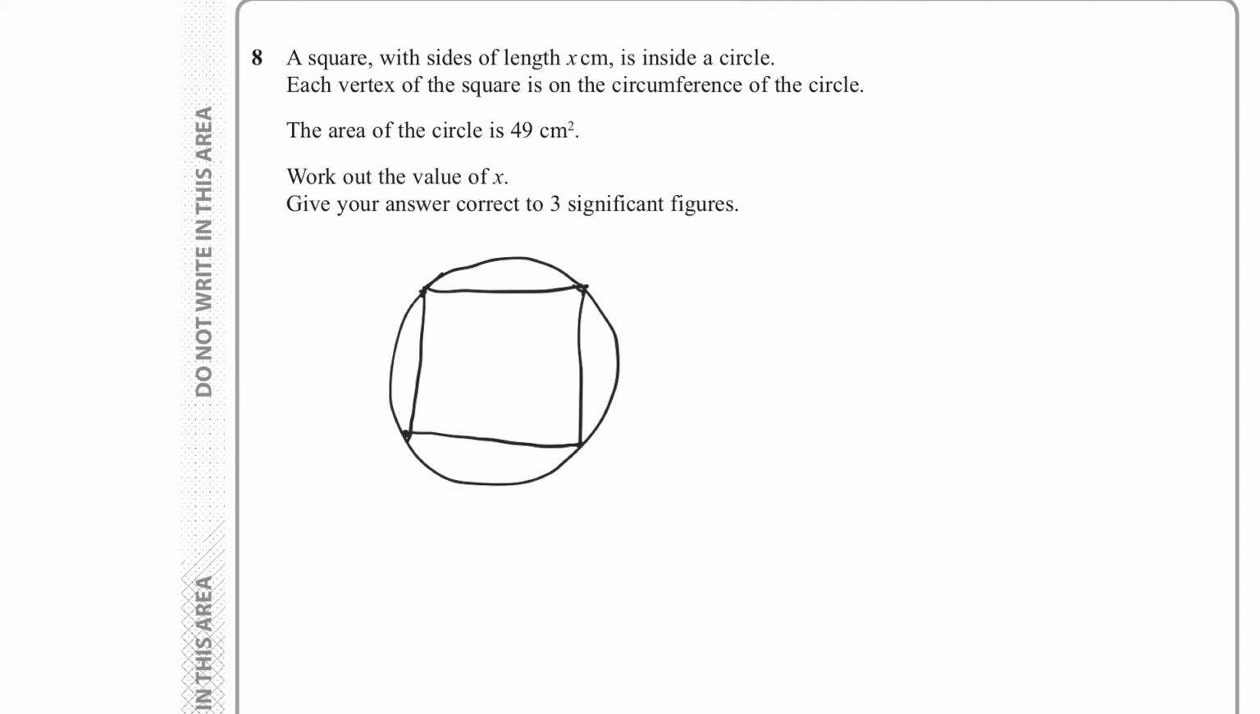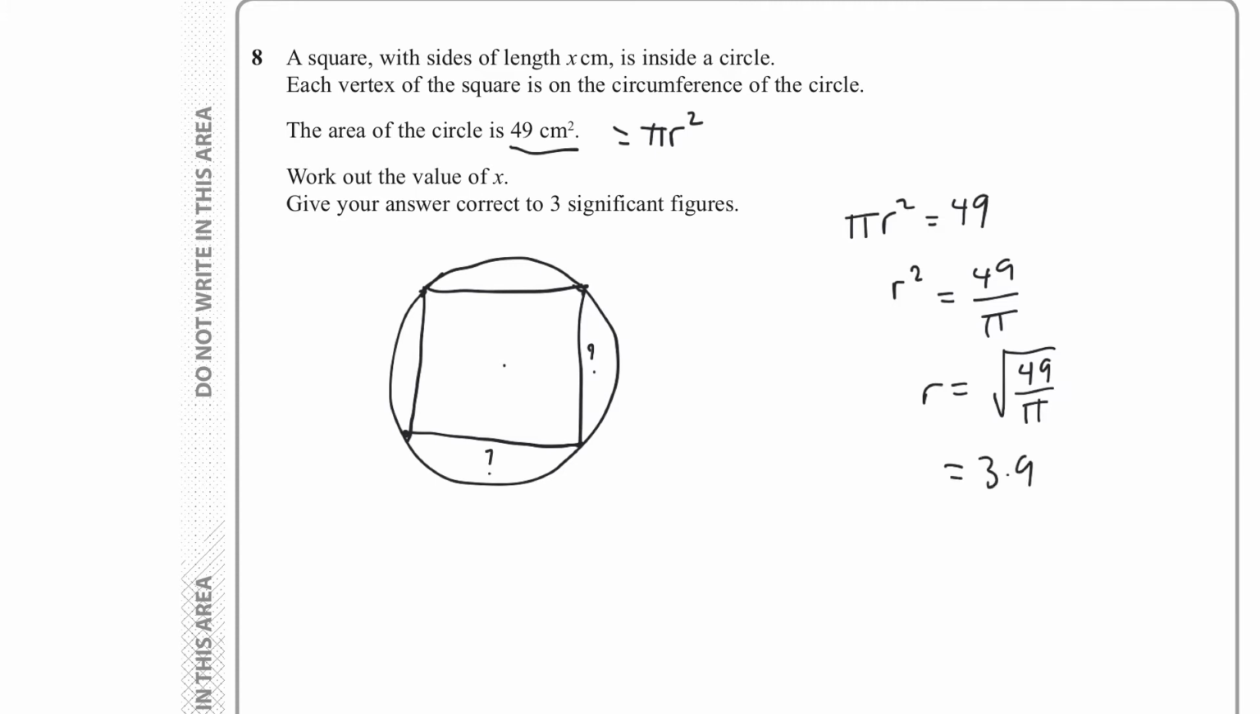It says the area of the circle is 49 centimeters squared. So it wants us to work out the value of x, the length of the square. First things first, we know the equation for the area of a circle is pi r squared. So pi r squared is equal to 49. We're going to use our calculator to work out what r is, the radius. So r squared is equal to 49 divided by pi. So our radius is the square root of 49 over pi. Put that into your calculator, you should get 3.949, and so on. So that's the answer for your radius.